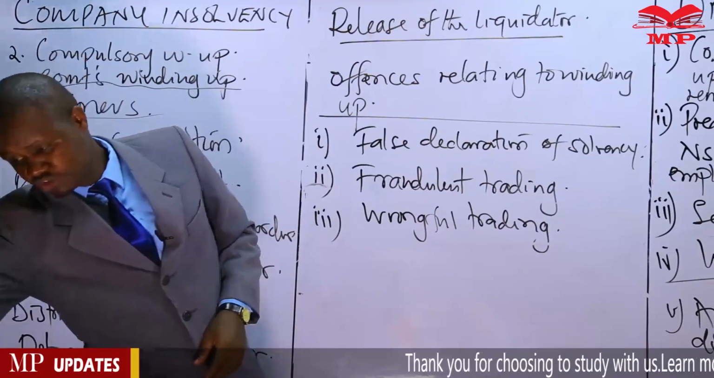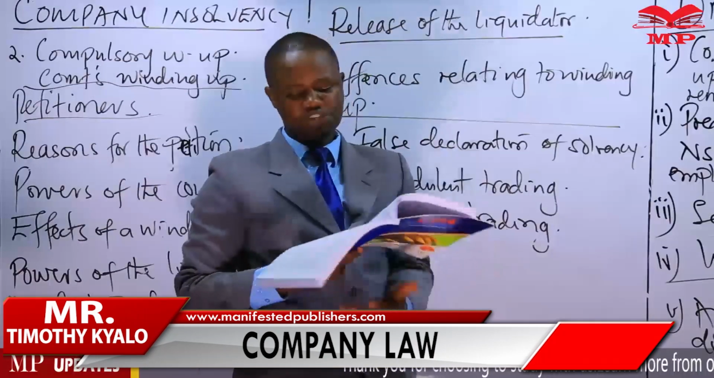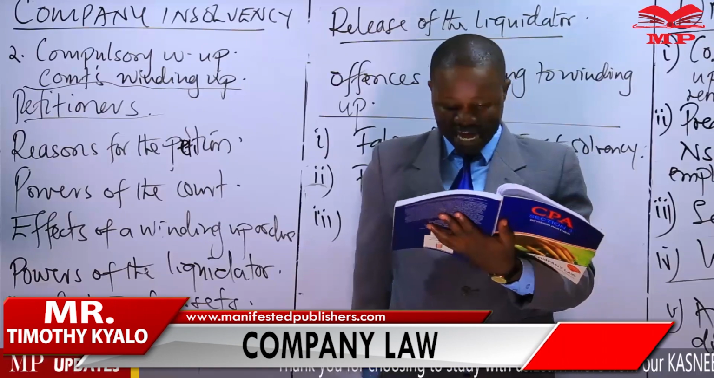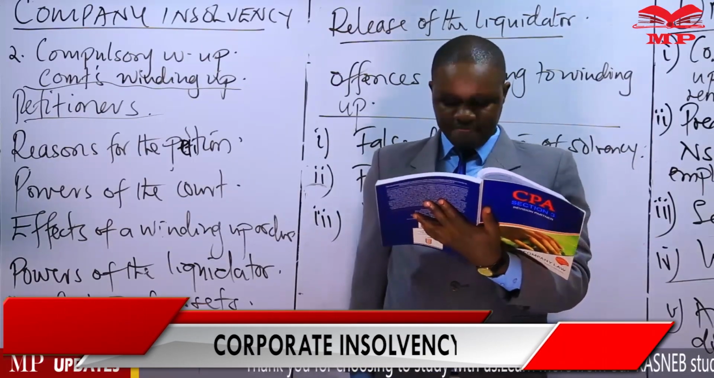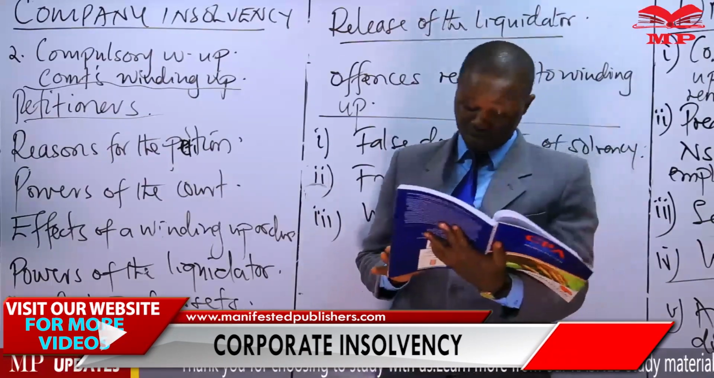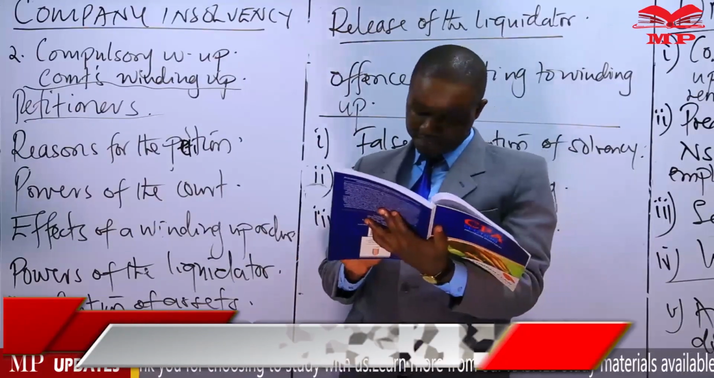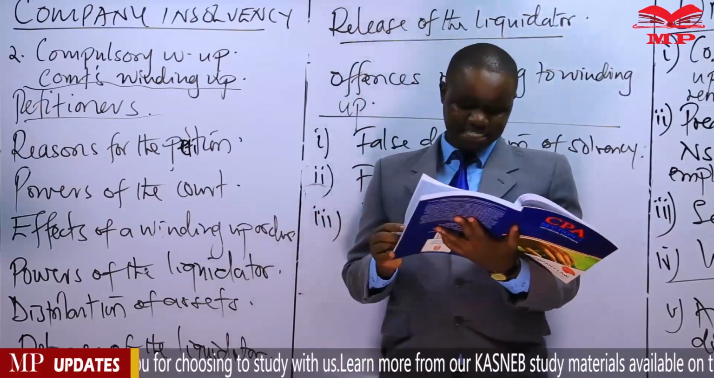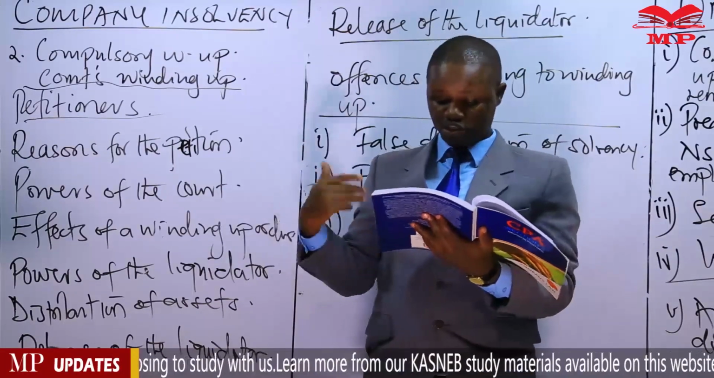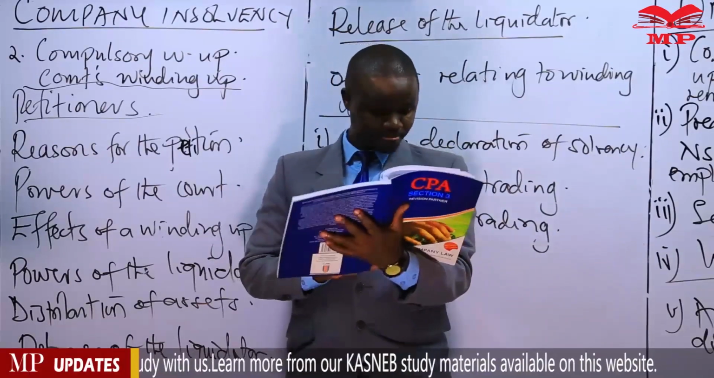I now want to refer you to the revision partner just to point out some important questions that I think you should look at. We have a question here asking to distinguish between a creditor's voluntary winding up and a member's voluntary winding up of a company. There is a question asking candidates to discuss the various types of alternatives to corporate insolvency as provided for under the Companies Act.